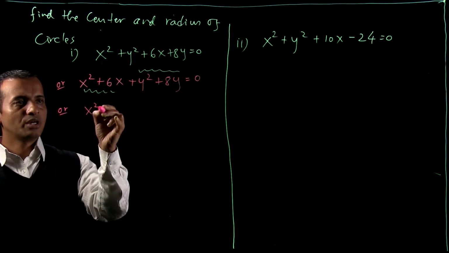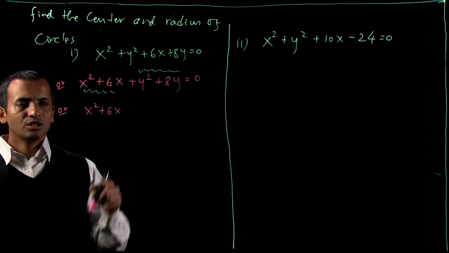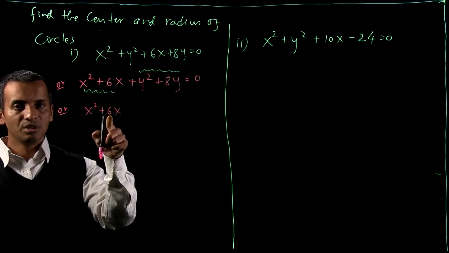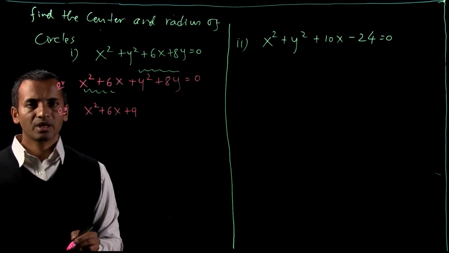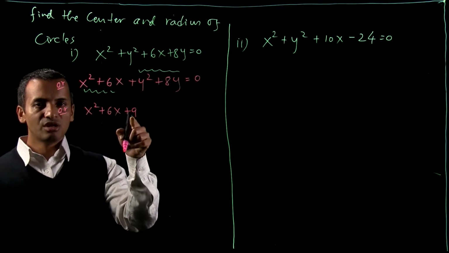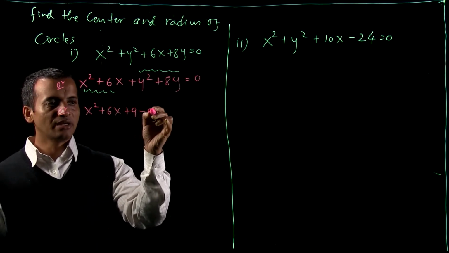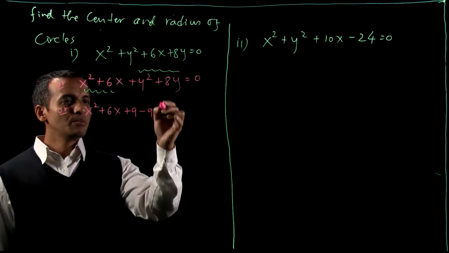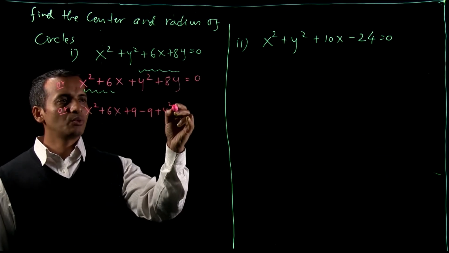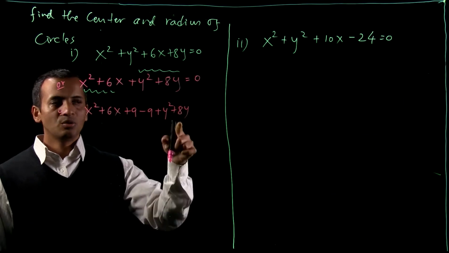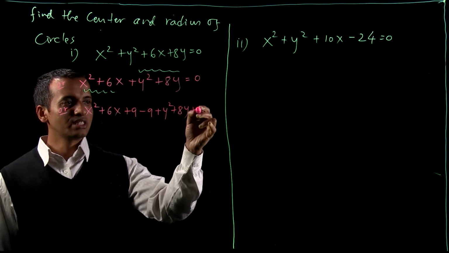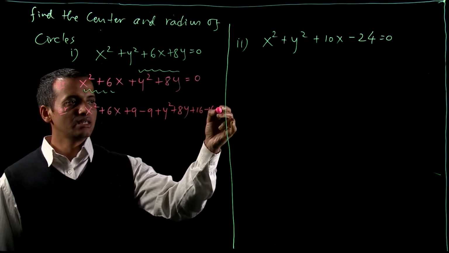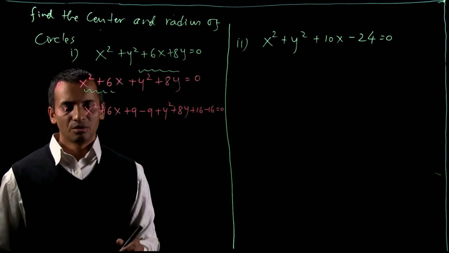So you have x squared plus 6x. What is half of plus 6? That is 3. Square of 3 is 9. So you need to add 9, right? But this is the extra term you added, so you subtract that 9. Similarly, for the y term, you have y squared plus 8y. What is half of 8? 4. What is the square of 4? That is 16, plus 16, and then minus 16 equals 0, right?